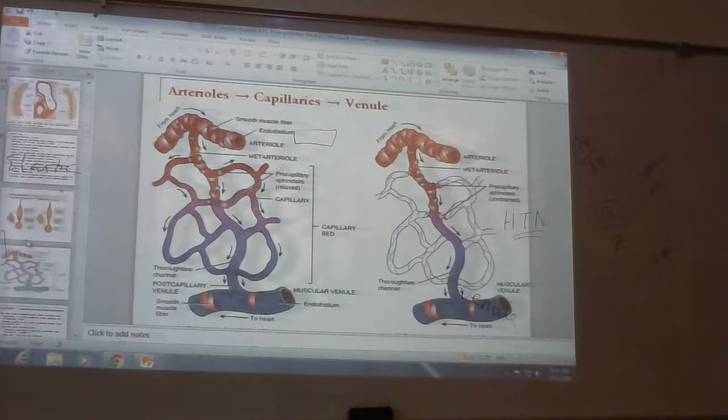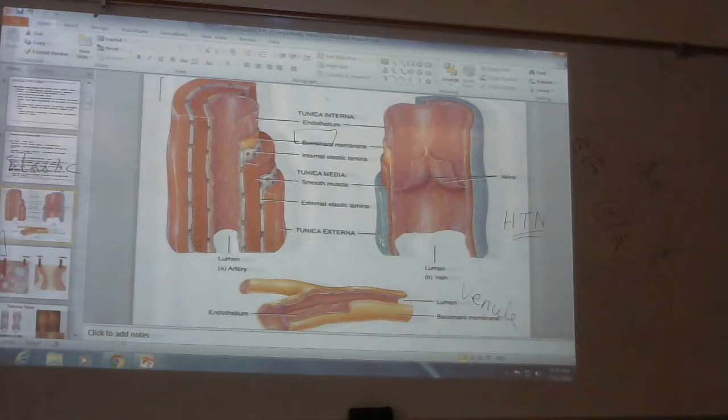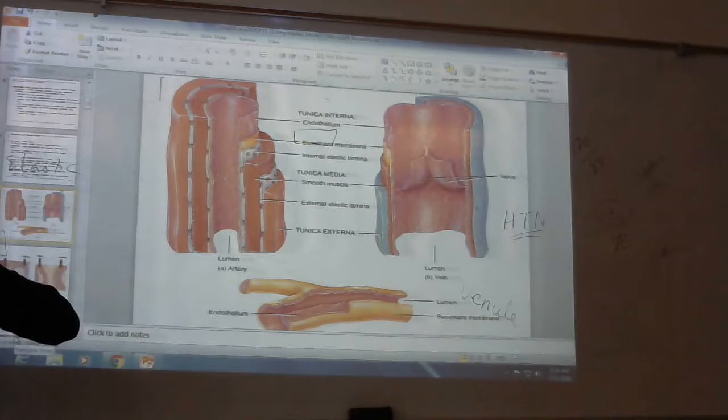Look at the vein, it has a thin muscle wall, so it has a problem. There's low pressure. There's nothing that will help it return the blood back to the heart. This is why you have valves. What's the function of valves? It prevents the backflow of blood. Where will you have valves? Do you think you have valves above the heart or below the heart?